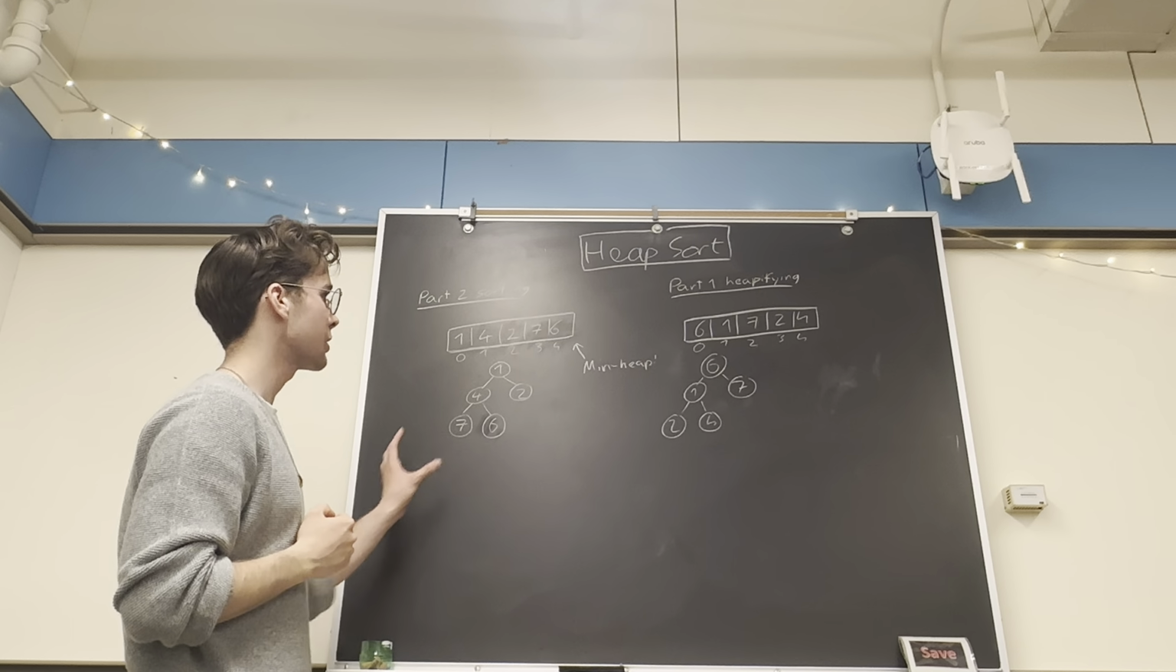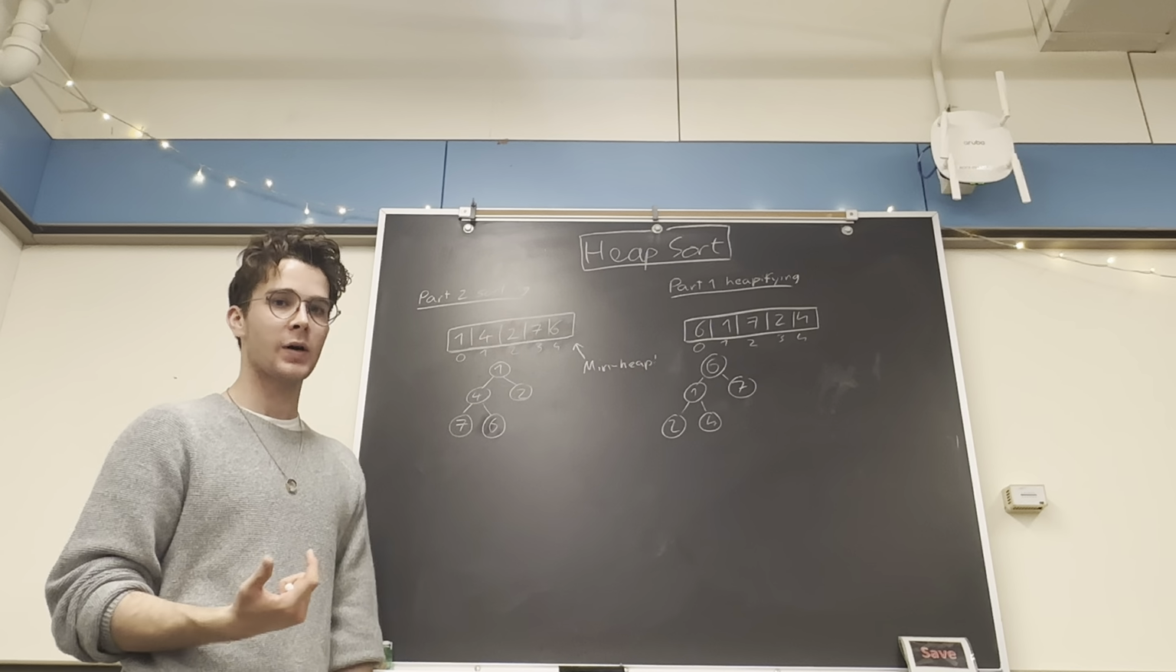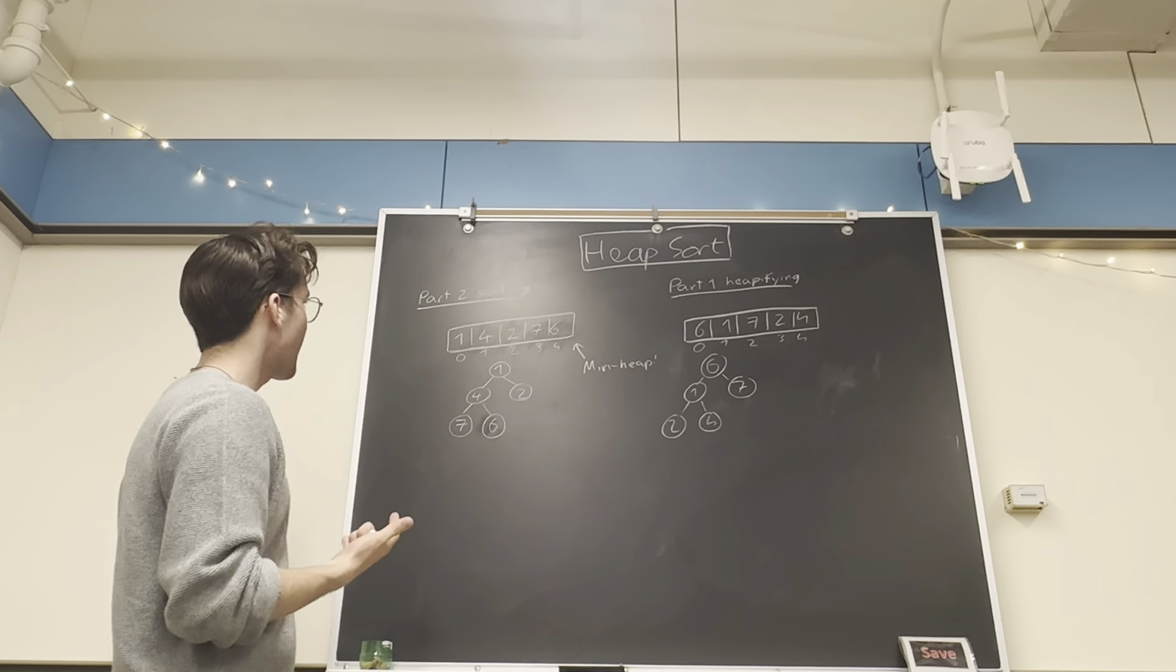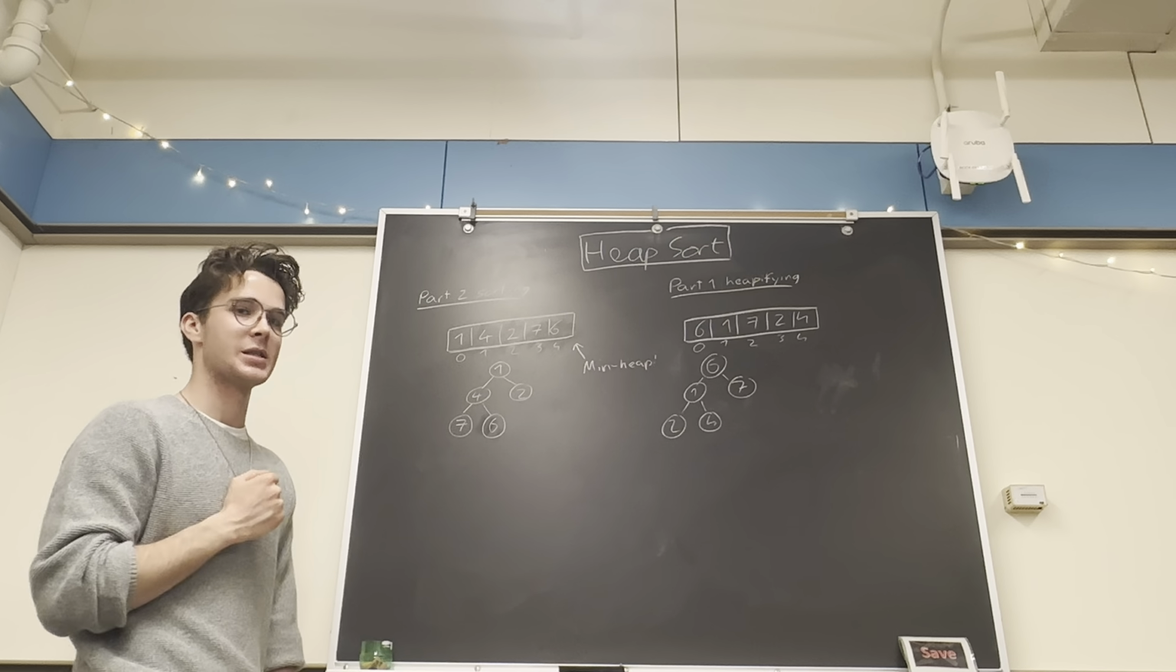Now, heap sort occurs in two main steps. The first is taking a random array, how do we heapify it? And the second is, once we have our heap, how do we sort it? Now we'll start with the second part since it's a bit simpler.